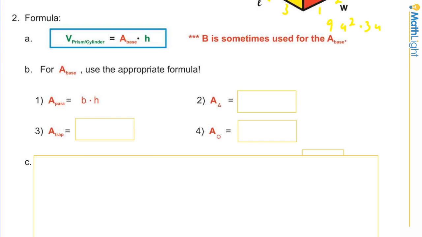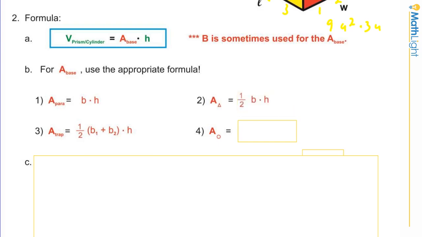What's the area of the base of a trapezoid? Do you remember the formula for area of a trapezoid? Actually, I'll do 3 first, being I already started. Area of a trapezoid: 1/2 base 1 plus base 2 times height. Over here to the right, number 2, you remember the formula for area of a triangle? Come on, be thinking. Don't be a copier. Be a thinker. All right, what's the area of a triangle?